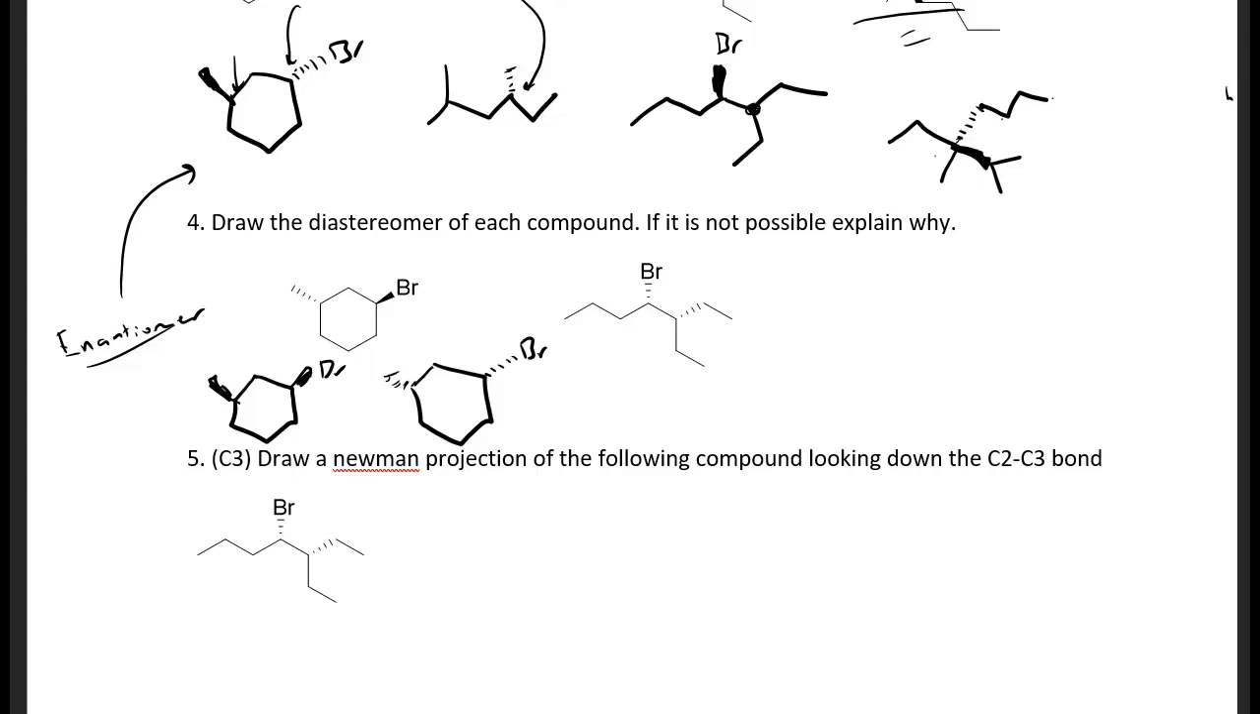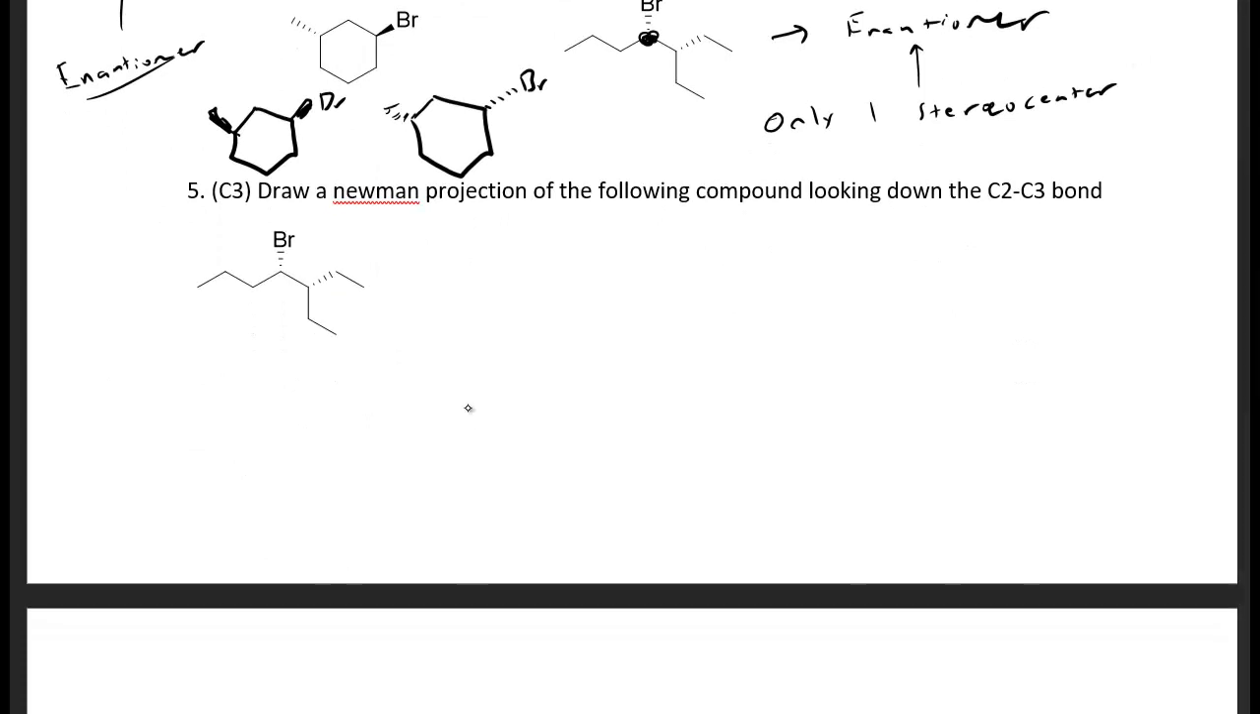Alright, this one does not have a diastereomer, so this only has one stereocenter right there. If I flip that, then that gives me the enantiomer. So it has an enantiomer, but it does not have a diastereomer. So again, it only has one stereocenter. If you change the orientation of that, then that means you get the enantiomer. So there's no option to make a diastereomer.